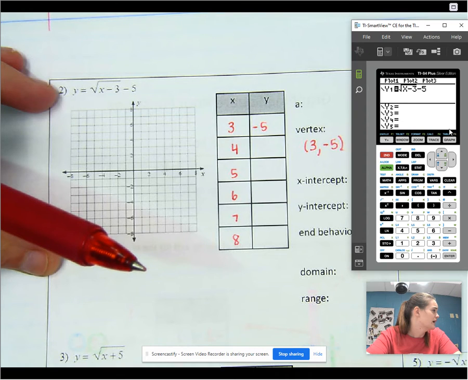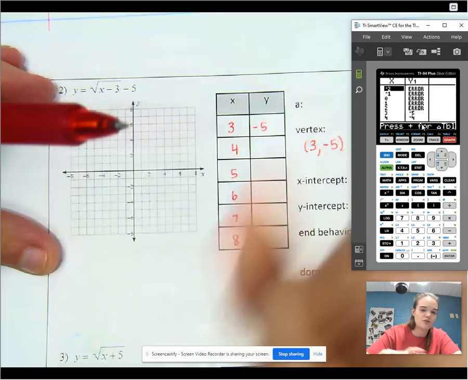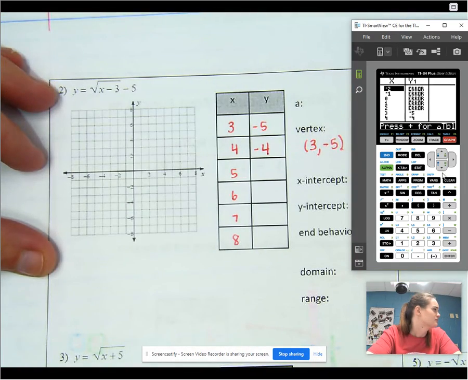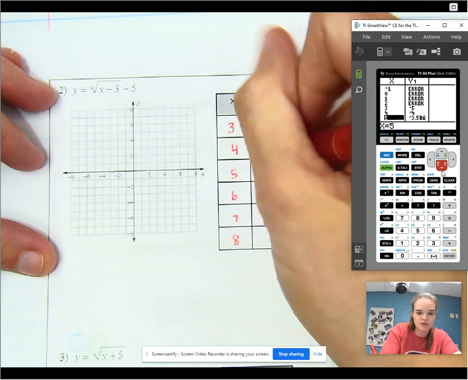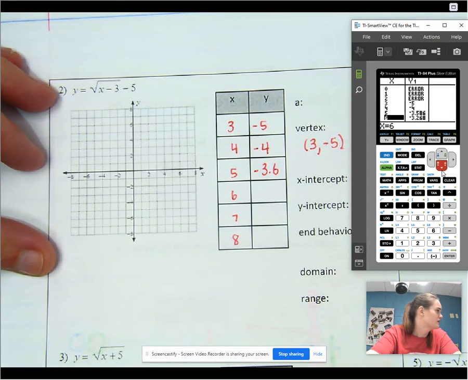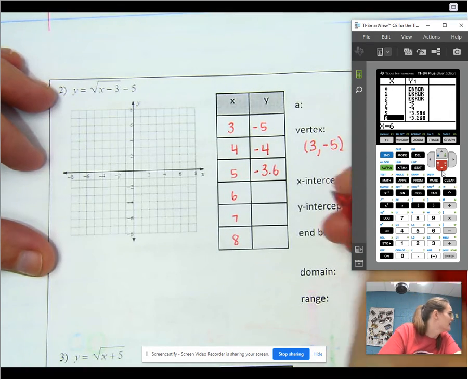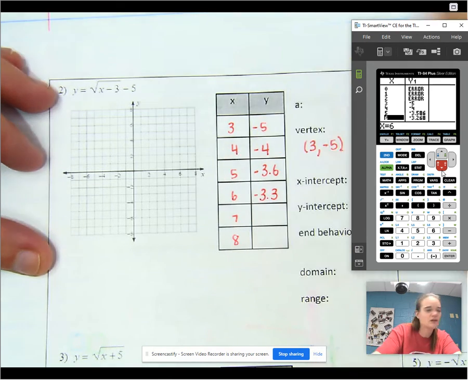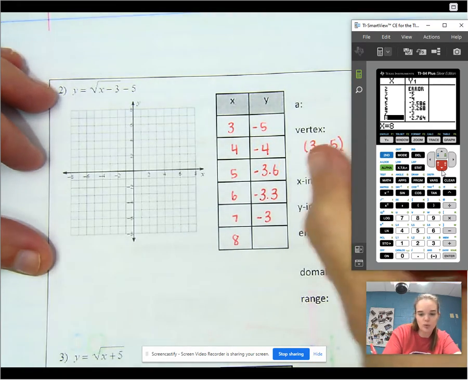Second graph. So you've got errors all the way up to 3. 3, negative 5, then it's 4, negative 4. 5, negative 3.6. I'm just rounding to the 10th. 6 is negative 3.3. 7 is negative 3. 8 is negative 2.8.